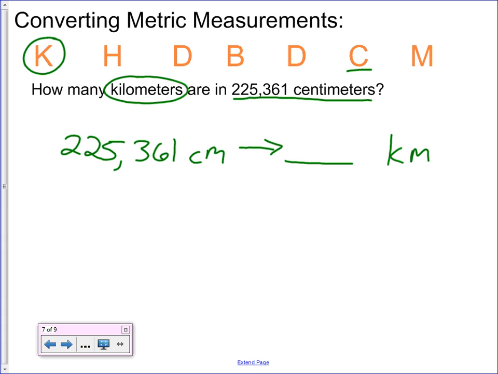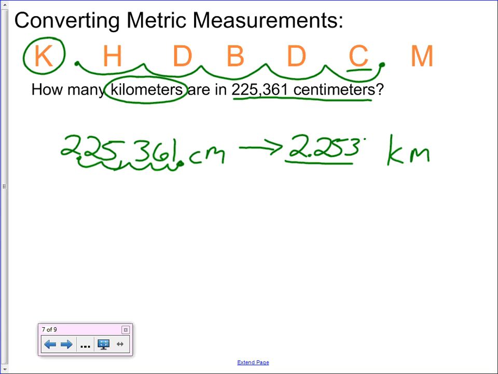Okay, so if I put my decimal here after the centimeters, I move it to the left. 1, 2, 3, 4, 5. So I'm going to do the exact same thing here. Move it to the left. 1, 2, 3, 4, 5. So my new decimal has become there, and I end up with 2.25361.